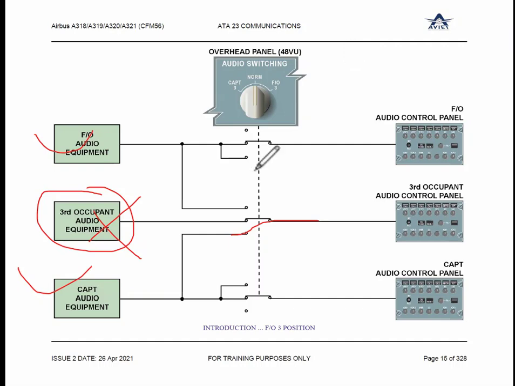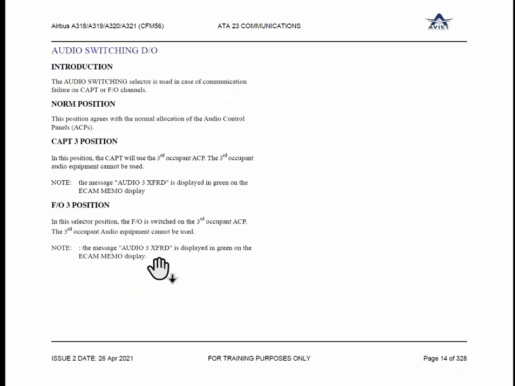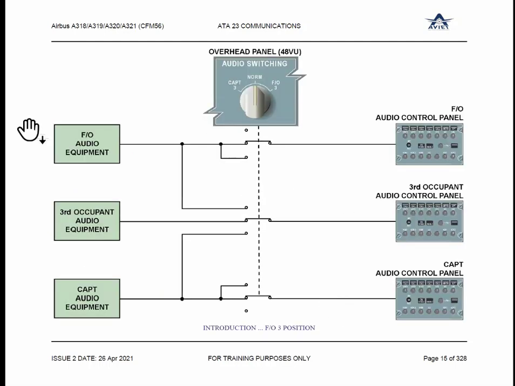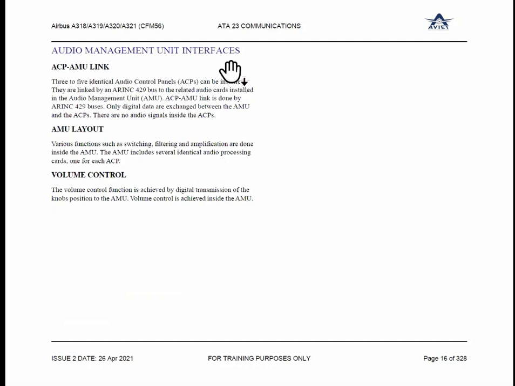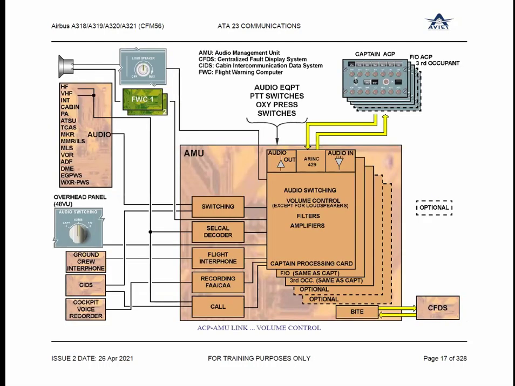So is this clear? Should I move on? Only one thing you can remember here: after switching, you will get an ECAM memo message just to make the pilot aware that audio has switched. So this audio 3 transfer message will be displayed on the ECAM memo. Right. Audio management unit interfaces. So we will see the audio management interfaces. Let's first look at the audio management unit. How does it look?